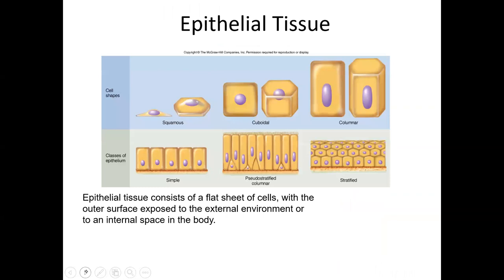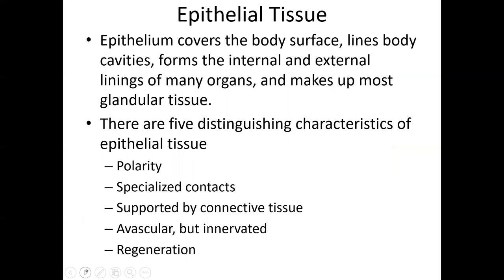The first type of tissue that we'll talk about is called epithelial tissue. Now, epithelial tissue is just sheets of cells. And the outside surface of these sheets of cells will either be exposed to a hollow cavity inside you or to the external environment. Epithelial tissue covers the body. Your skin is epithelial tissue. It lines the organs and the body cavities and makes up lots of glandular tissue.